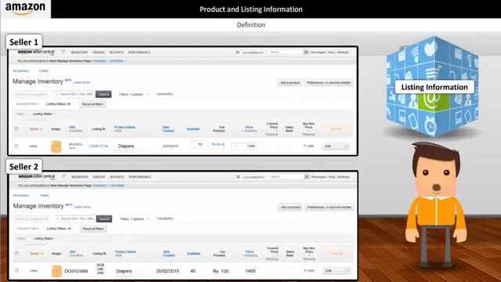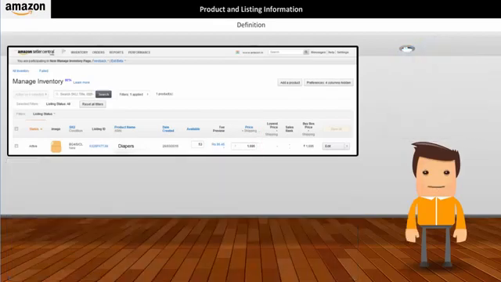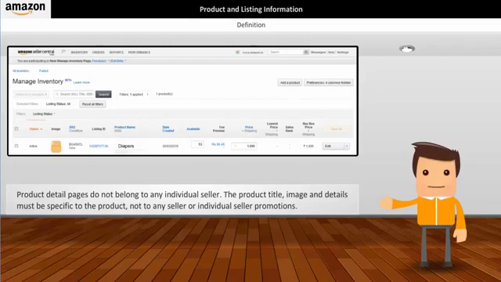The listing information comprises details specific to your offers on that product. For example, for the baby product, shipping price, your price, or handling time could be different from that of other sellers. Note that when creating a new product detail page, the fields such as key product feature or product description must not include any promotional information. Product detail pages do not belong to any individual seller. The product title, image, and details must be specific to the product, not to any seller or individual seller promotions.